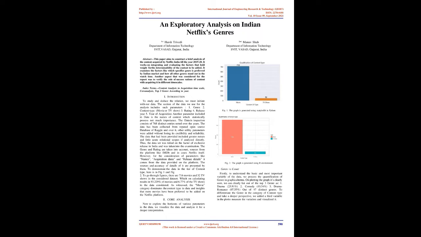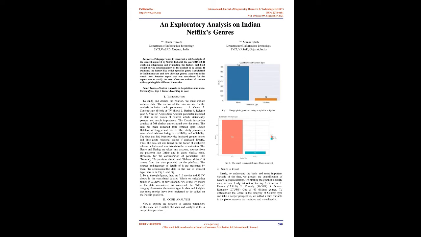The data that had been provided included greater noise and little acute relational scope if analyzed directly. Thus, the data set was tidied on the factor of exclusive release in India and was taken into the examination. The genre and rating are taken from sources like IMDb and in cases Netflix itself. However, for parameters like names, acquisition dates, and release details, it comes from the data provided on the platform. The sources and accuracy of details of it are presented by them.